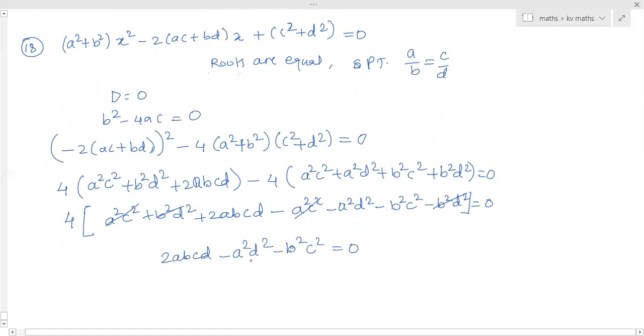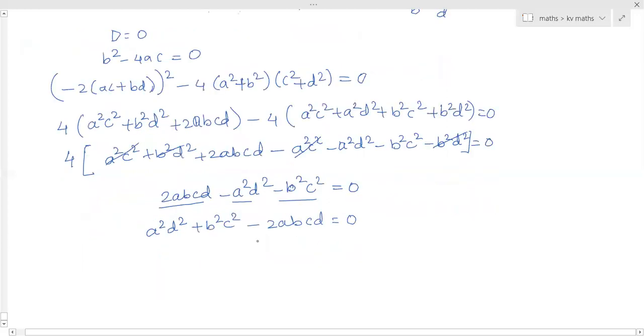Now change the sign. It is in the form of a square plus b square minus 2ab. So after changing the sign, a square d square will become plus, b square c square will become plus, and 2abcd will become minus. That is equal to 0. So whose square is this? Not (AD plus BC) whole square. It has minus 2abcd, so it is (AD minus BC) whole square.